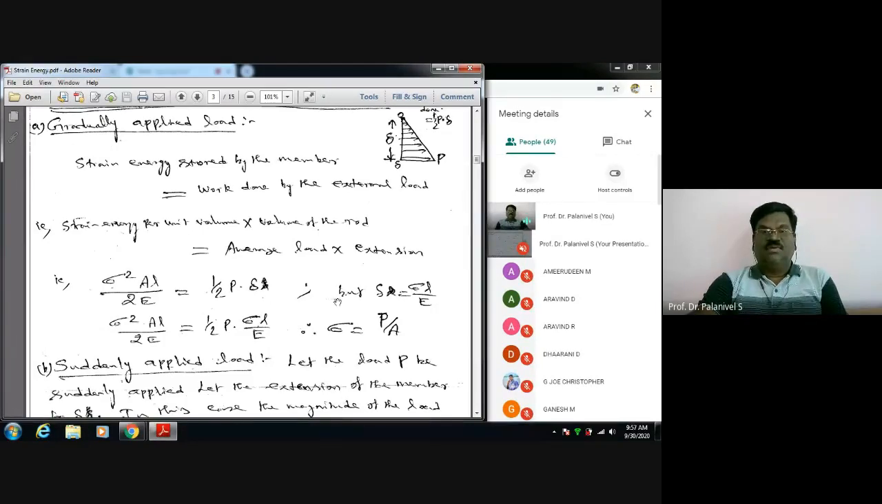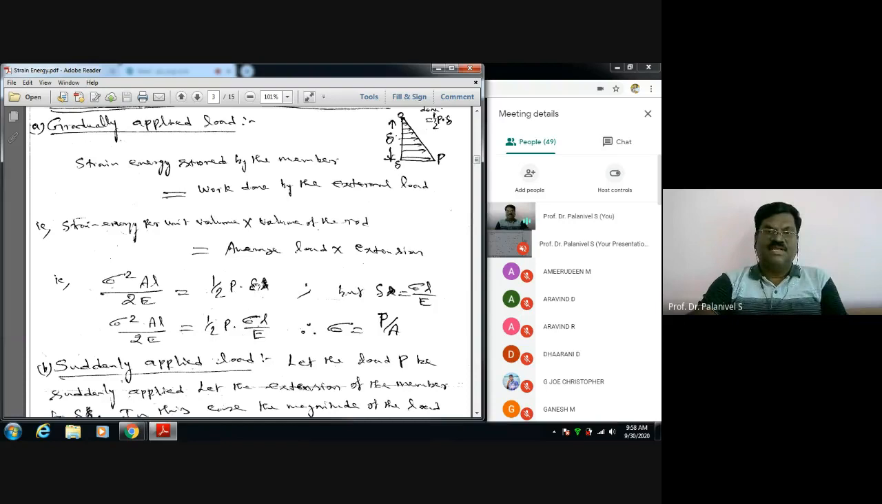But del is equal to sigma L by E. How is del equal to sigma L by E? You know all very well. The deformation del is equal to PL by AE. Instead of writing PL by AE, P by A I have replaced as sigma. Sigma L by E. Either you write PL by AE or sigma L by E, both are one and the same.